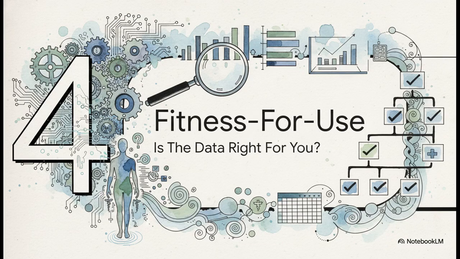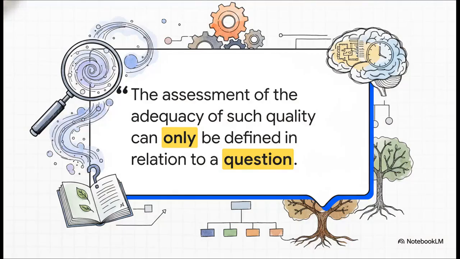And this right here, this brings us to what is maybe the most crucial point of the entire framework. Data quality isn't some absolute universal thing. It all comes down to one question. Is the data right for your question? I mean, the guidance itself says it perfectly. The assessment of the adequacy of such quality can only be defined in relation to a question. Think about that. There are no universal pass-fail grades here. It's all about context. Context is absolutely everything.